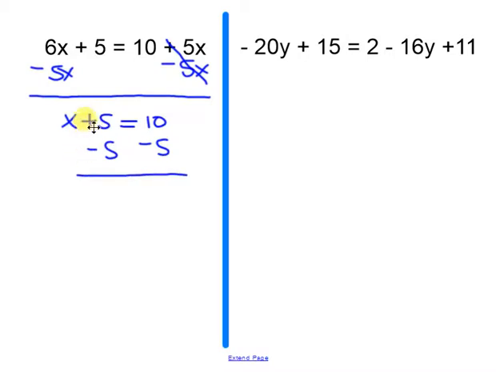Well, positive 5 minus 5 is nothing. Bring down the x, bring down the equal sign. 10 minus 5 is 5. That's our answer. But I want you to get in the habit of checking it. So all you do is take that and plug it back into the answer. So I'm going to rewrite the entire problem.